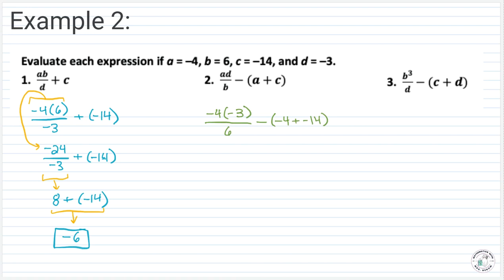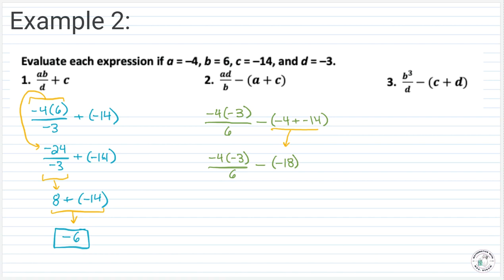Inside the parentheses, we do have this addition problem going on, so we're going to figure out what that's equal to. So -4 plus -14, they're the same sign, so we're going to add like normal and keep the sign. So we have -4 times -3 divided by 6 minus, and then inside the parentheses, we get -18. So we took care of parentheses.